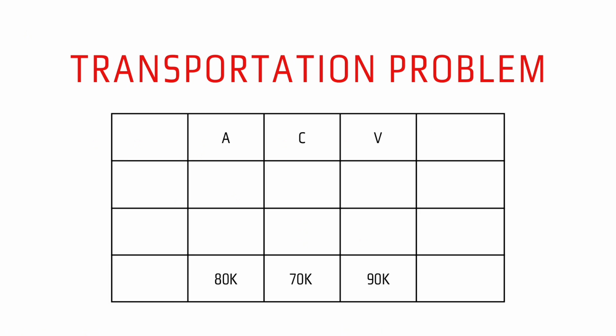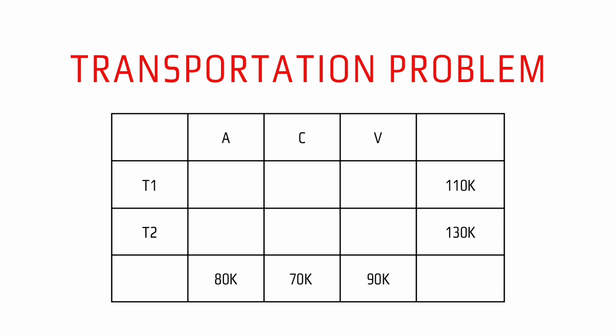So, you will first create a table. As given, there is a demand of 80,000 magic supplies in the Magic Academy, 70,000 in the castle, and 90,000 in the village. Next, there are 110,000 supplies in the first magic tower and 130,000 supplies in the second magic tower. Now, we have our initial table, thus, we will apply the northwest corner rule.